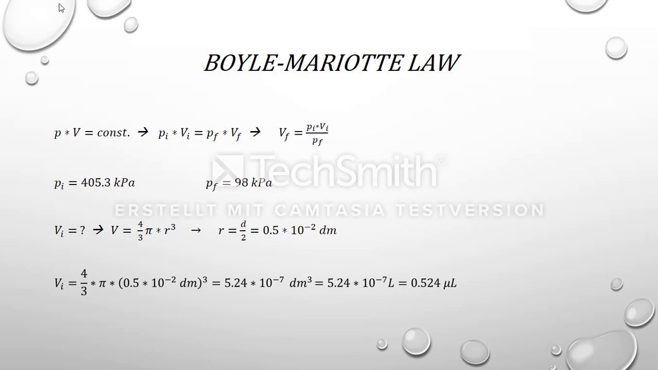But first, we must know the initial volume, which we can calculate out of the diameter of the gas bubble. The formula for the volume of a bubble is 4 over 3 multiplied with pi multiplied with the radius cubed. And the radius is the diameter divided by 2. I am using the unit decimeter because decimeter cubed are liters. Now we have the initial volume and have everything for Boyle's law.